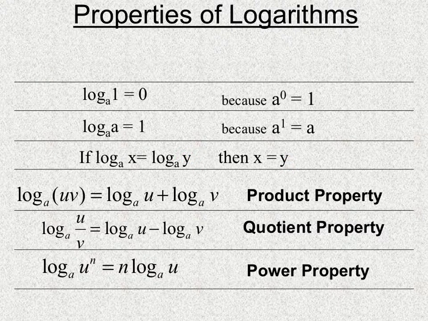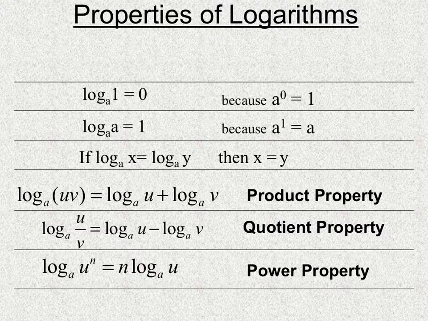Also from the investigation, you should have seen that this property is true. The log base a of a product is equal to the sum of the logs of the factors. So if I have u times v inside, I can split these up, and then I can add the logs of those factors. And that's called the product property.